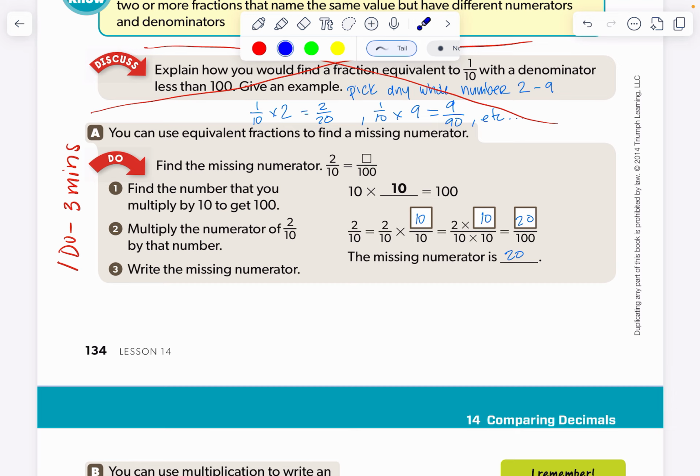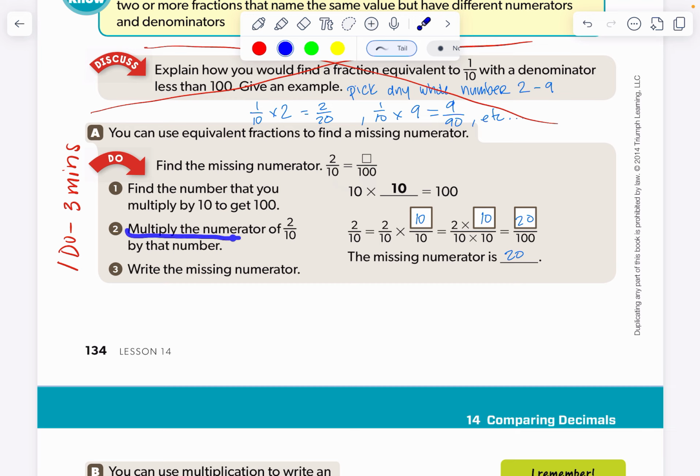Instead, you are going to jump into letter A, which would be an I do model. It tells you to find the missing numerator, right? So you started out with 2/10, and then they want you to find a fraction that is equivalent to 2/10 with a denominator of 100. Find the number that you multiply by 10 to get to 100, right? So how do we get from 10 to 100? By multiplying by 10.